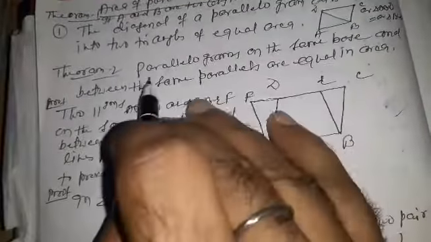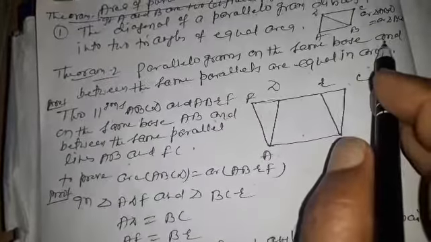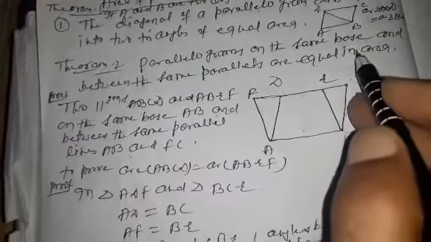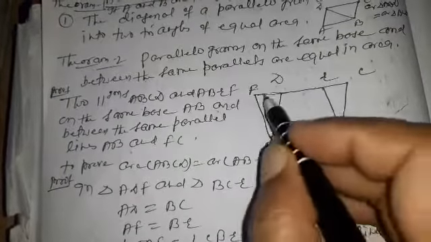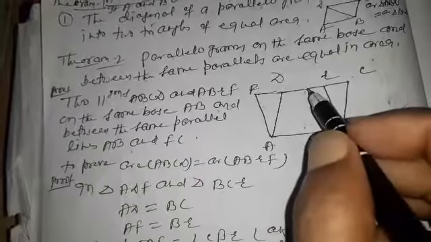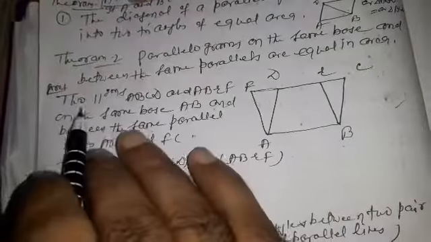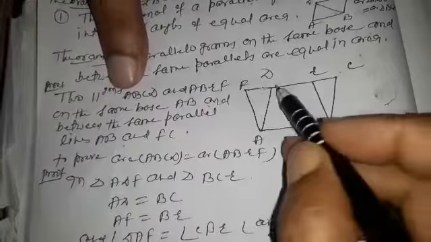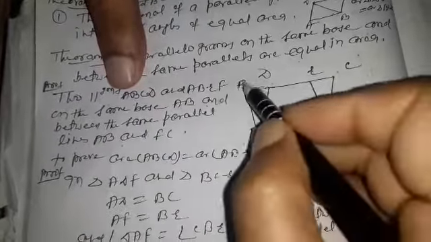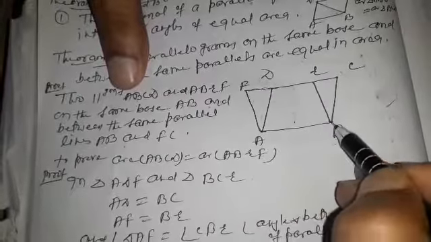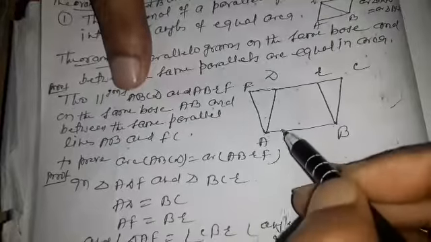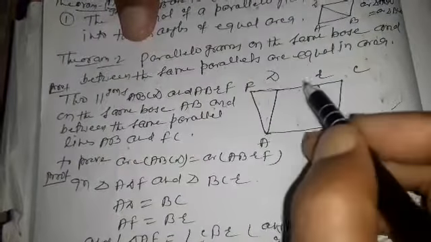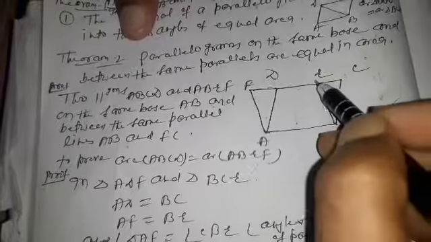Second theorem is that parallelograms on the same base and between the same parallels are equal in area. It means if two parallelograms are on the same base and between the same parallels, they are equal in area. Here is its proof. ABCD and ABEF are two parallelograms on the same base AB and between the same parallels AB and CF. Then we have to show that the area of parallelogram ABCD is equal to the area of ABEF.